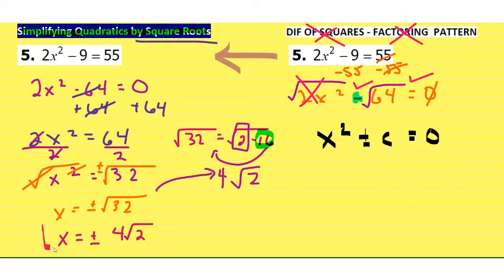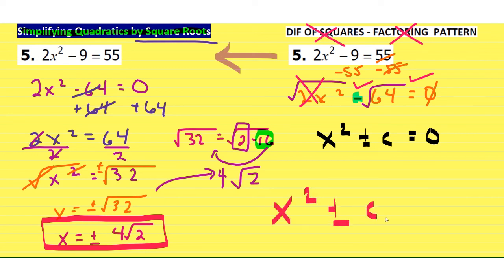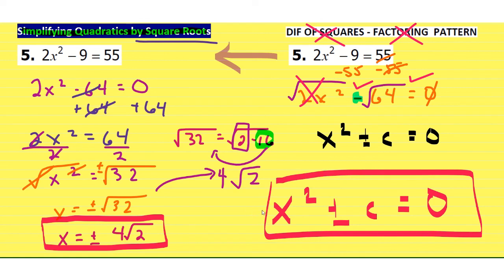That is how we solve a binomial quadratic that contains no x term, but it does contain an x squared plus or minus some constant number equal to 0. This is the format that we may see, and this is how we would go about solving this type of quadratic. Okay, hopefully that helps you go through the process.